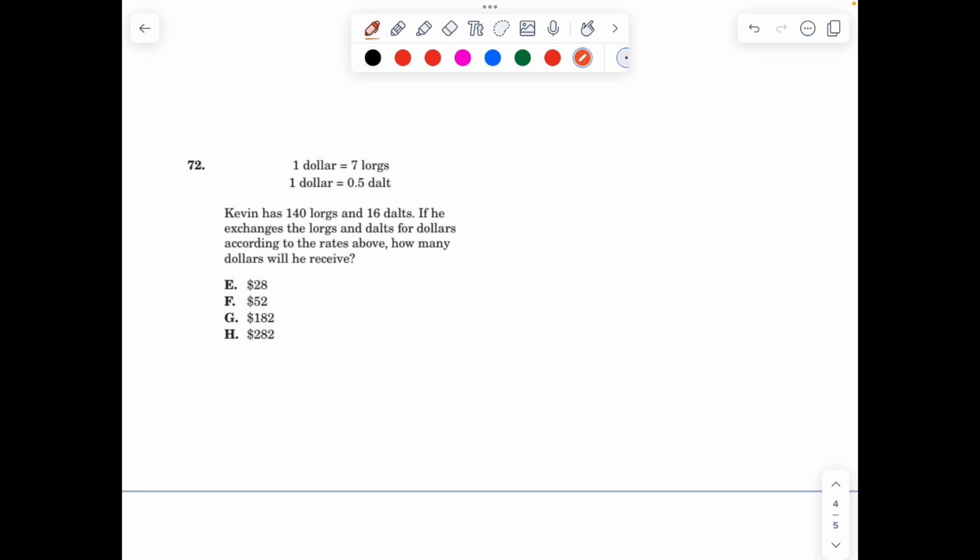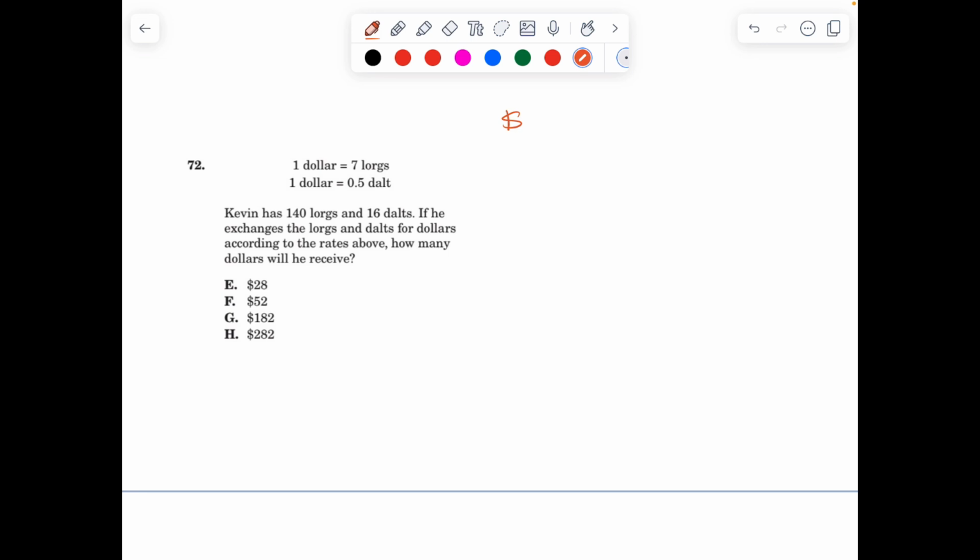All right, lastly, number 72, we have that $1 is equal to 7 lorgs and $1 is also equal to 0.5 dolts. Kevin has 140 lorgs and 16 dolts. If he exchanges the lorgs and dolts for dollars, according to the rates above, how many dollars will he receive? So this is a conversion problem. And with all conversion problems, you can set up proportions.